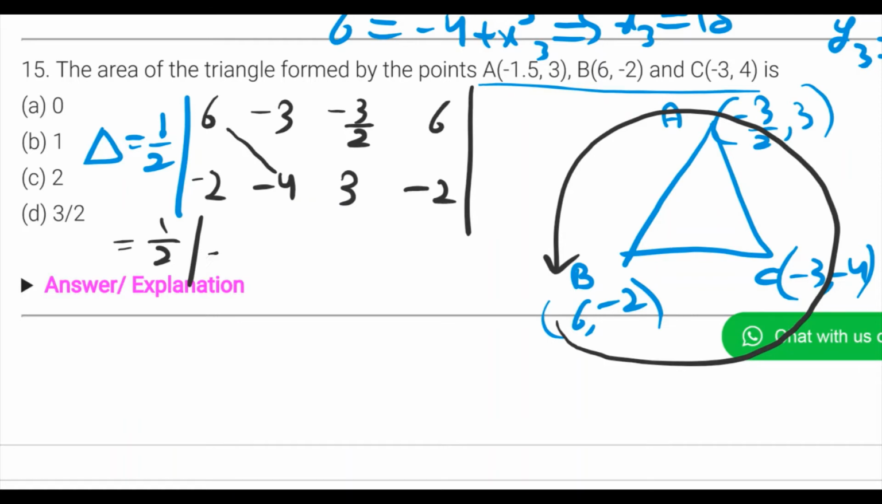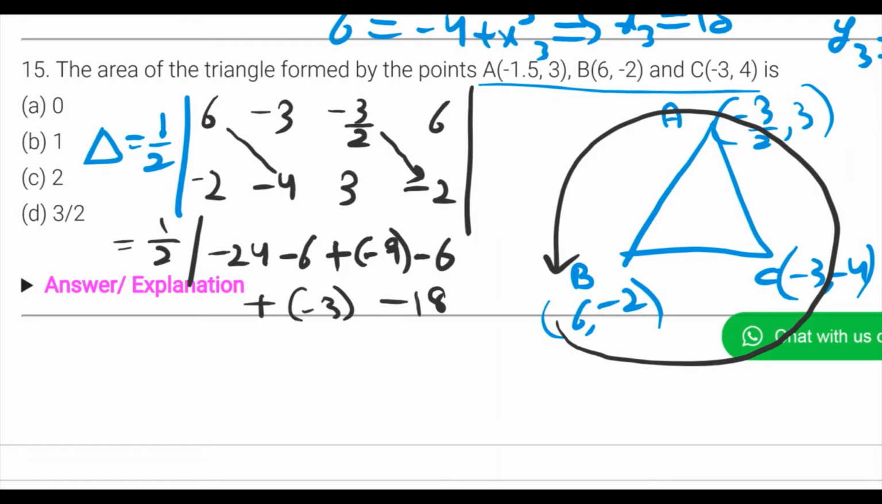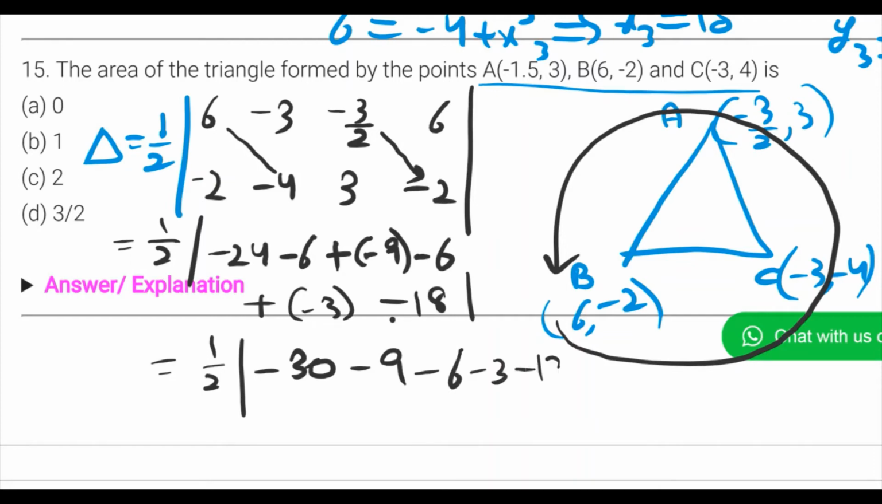6 into minus 4 is minus 24, minus 2 into minus 3 is plus 6, plus 3 into minus 3 is minus 9, minus 3 by 2 into 4 is 6, so minus 6, plus minus 3 by 2 into minus 2 is minus 3, minus 18, that equals half of minus 30, minus 9, minus 6, minus 3, minus 18. So all are negative values here.